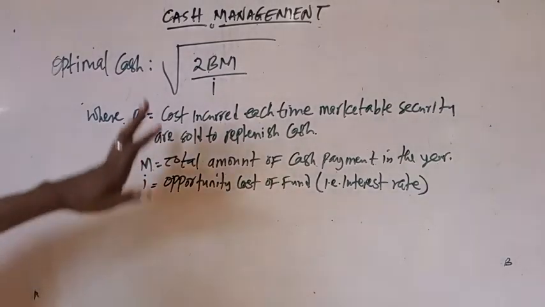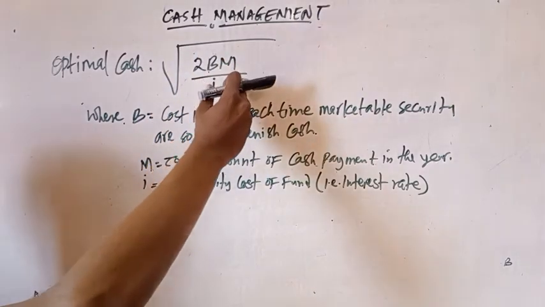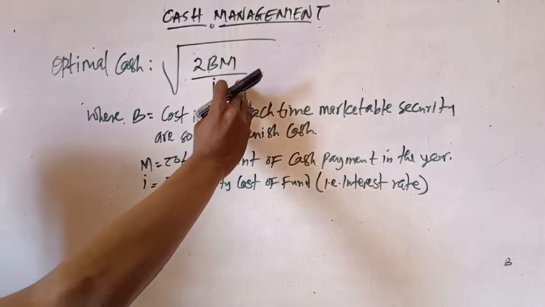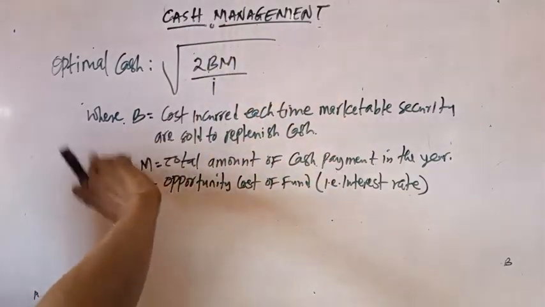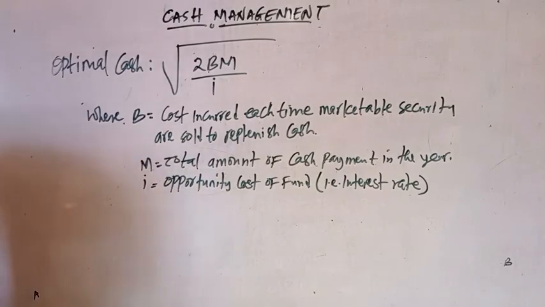Now, as you can see, this formula also looks like that of the EOQ, economic order quantity, under stock management. This formula is adapted from the stock management control model, the stock model, which is basically EOQ.